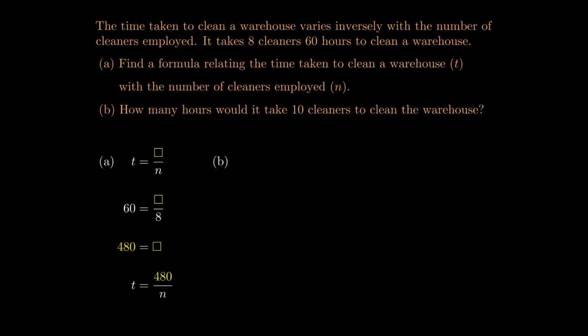So for part B, we're looking for the number of hours it would take for 10 cleaners to do the job, meaning what is t when n equals 10? And so we can write the equation we just worked out, but instead of n, we put the 10 we're given. And this gives us 48 hours.